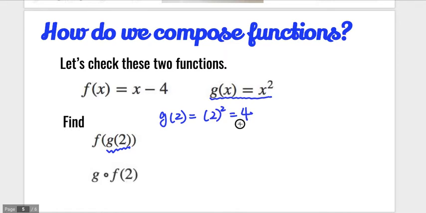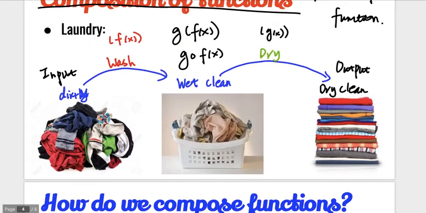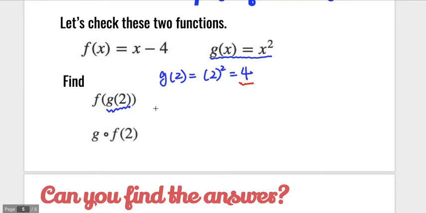So remember, this is your first output, your first step here. We got this, and now I'm going to use f of x. So whatever I have here is going to be equal to f of 4, since g of 2 is 4. All I need to do now is work on this function. So I put the input here, 4 minus 4, which is 0. That's it. So that's f of g of 2.